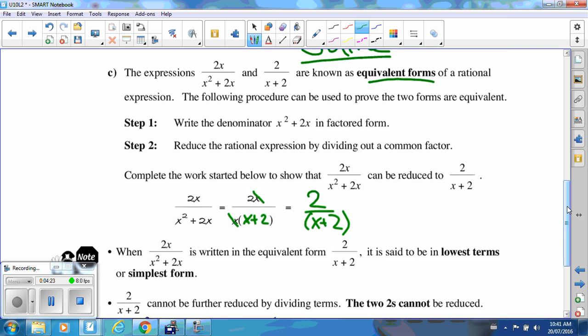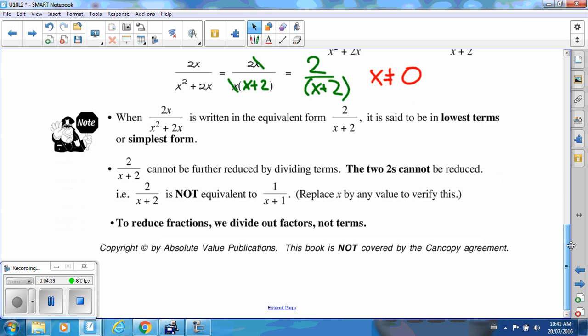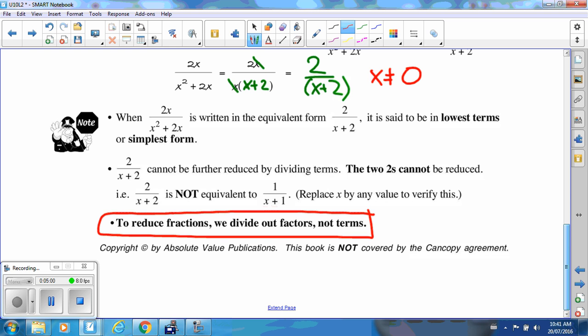So we can reduce these things to simplest form. Now the one thing we've got to be careful of is that before we cancel, we need to include my non-permissible values, my limitations or restrictions. So we divide out factors, not terms. Not terms. What I can't do, and this is what people are really tempted to do, is just go, hey, 2x over 2x. Cool, it worked. Not true. Don't do it. It's not a pretty picture. Okay, so again, this is key. To reduce fractions, we divide out factors, not terms.